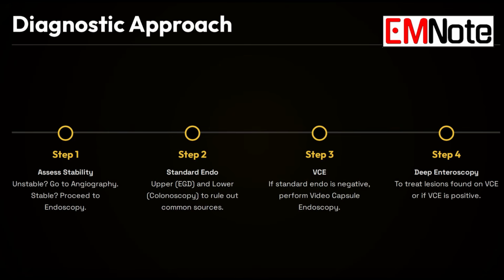Okay, so conventional scopes are negative. Now we can finally move into the small bowel. For that stable patient, what's the test of choice now? Video capsule endoscopy. It's really the standard of care for this situation. It's non-invasive, and it gives you a visual survey of the entire small bowel mucosa.